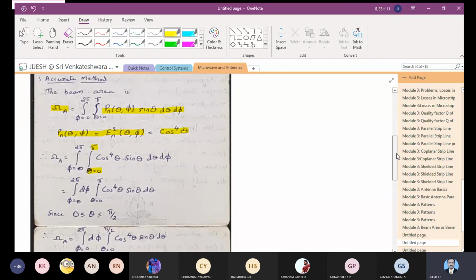So this is the integration you have to do further. I have changed the limits of theta from 0 to pi by 2. Now you can do the integration. I hope you all can do it. First you do the integration of d phi, which ranges from 0 to 2 pi, and then the integration of cos raised to 4 theta sin theta d theta.